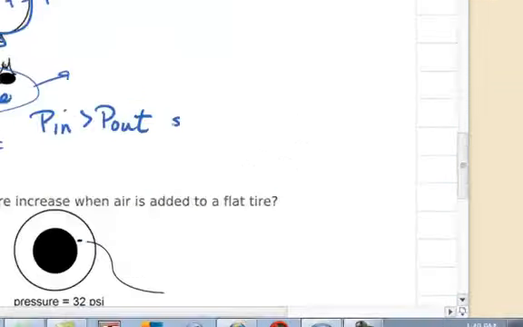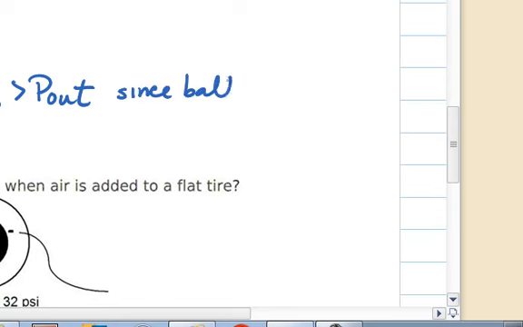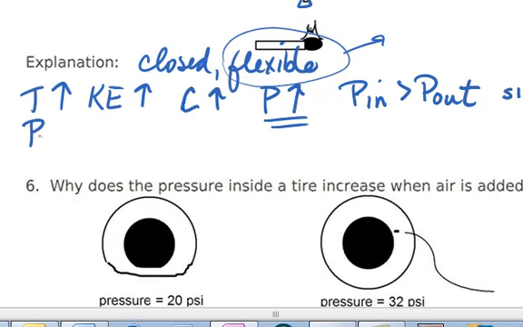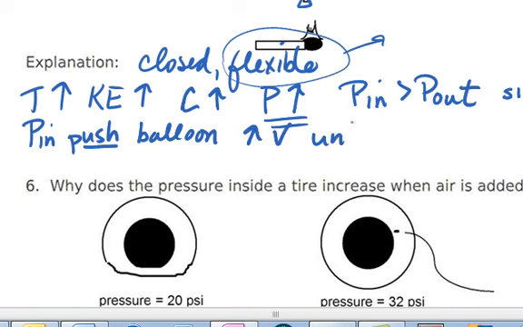And then since the balloon is flexible, this is really important because in our inflexible system, this wouldn't happen. So since our balloon is flexible, P in is going to push. Remember, it doesn't get sucked out, it doesn't get pulled out, it's always a push, and it always moves high to low. So the greater pressure is always going to move towards the lower pressure. So P in is going to push on the balloon, increasing the volume until P in is equal to P out. Okay?